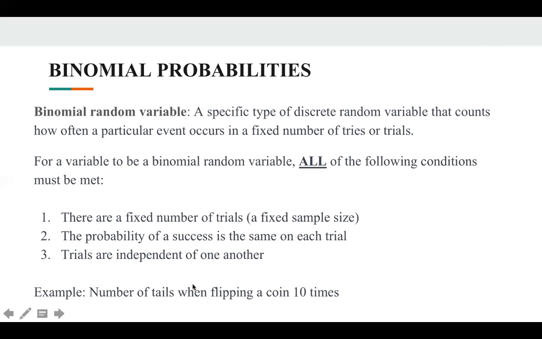I like to use an example of flipping a coin. If you were flipping a coin 10 times, for example, there's a fixed sample size of 10 flips. The probability of success is the same on each trial because if you're flipping the same coin, you can go heads or tails the same amount of time. It's 0.50. And then the trials are independent of one another. If you flip heads on one turn, that doesn't mean you're going to have heads or tails on the next one. The probability is still the same on each trial.